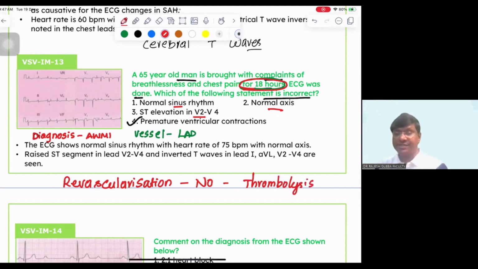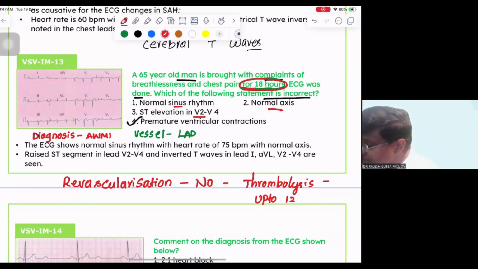The thrombolysis should be done only up to 12 hours. Right? After 12 hours of chest pain, there is no role of thrombolysis at all, because by 12 hours the myocardium might have been dead. So there is no point in doing thrombolysis and inducing hemorrhage at other places, because what is the adverse effect of thrombolysis? Hemorrhagic stroke. There can be rupture of the blood vessels.